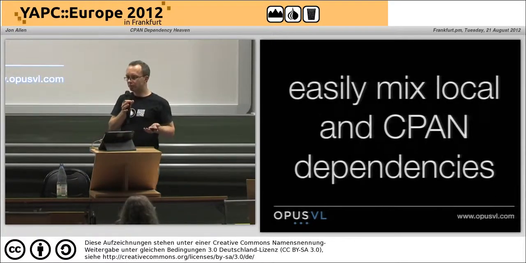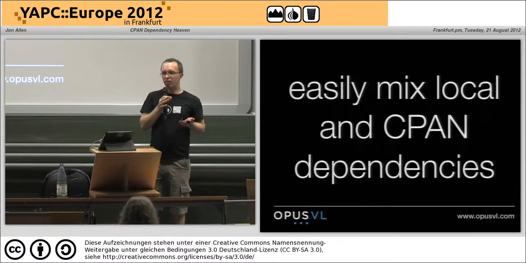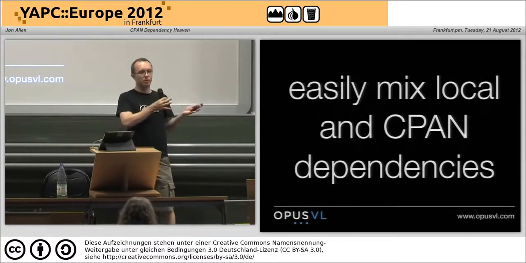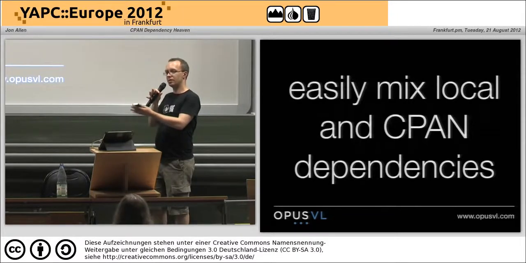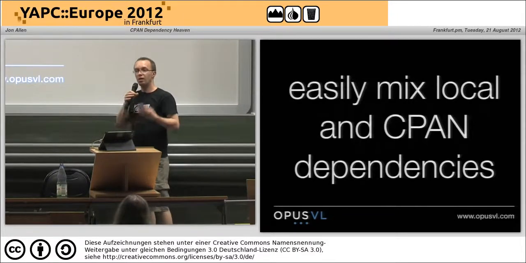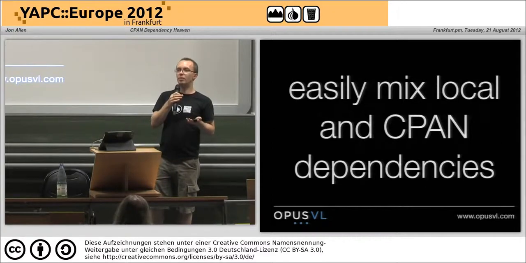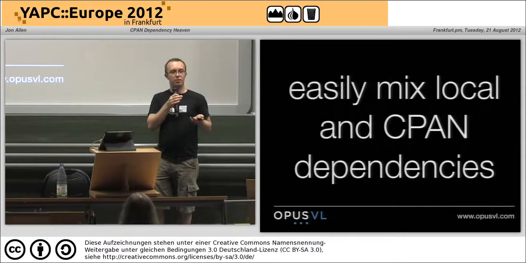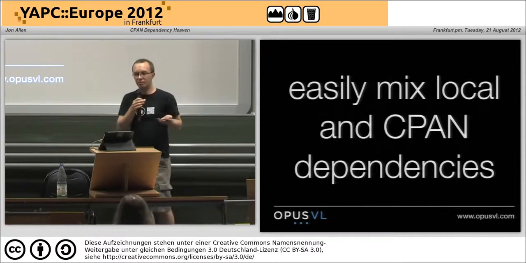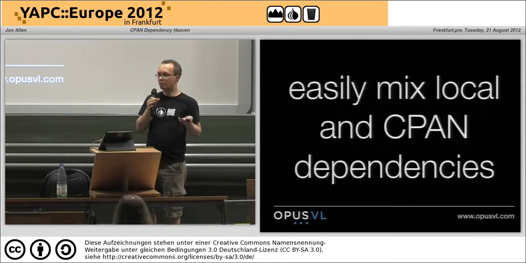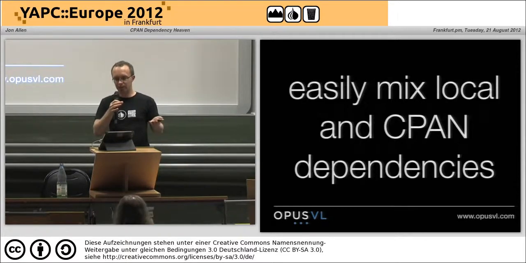So with these tools, what we can do now is easily mix local dependencies, private code, with public dependencies on CPAN. If you're installing everything from your own mirror, then you can just put your own internal dependencies in your Makefile.PL exactly the same as you would declare a dependency for a module that's on CPAN. And it just works, cpanm figures it out, happy days.